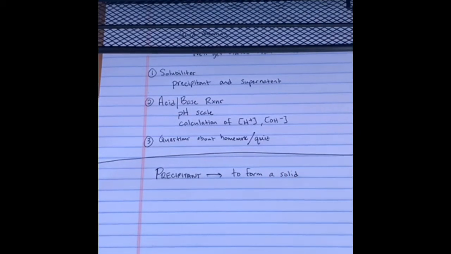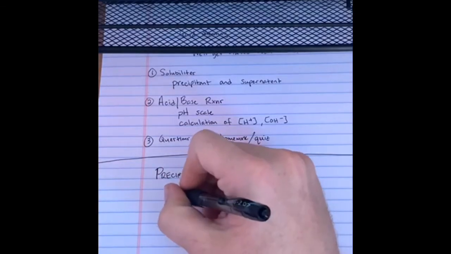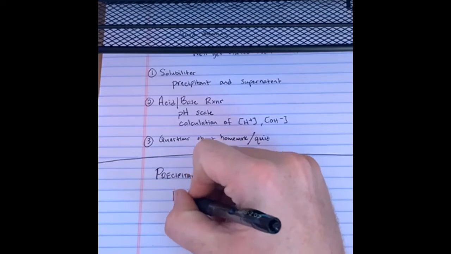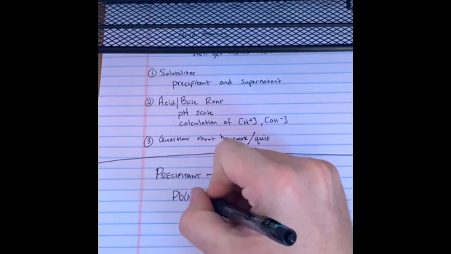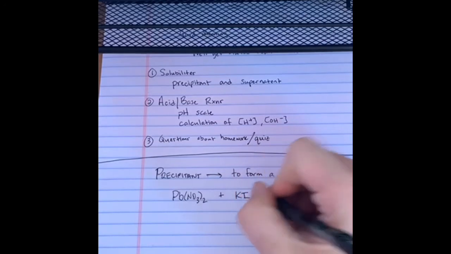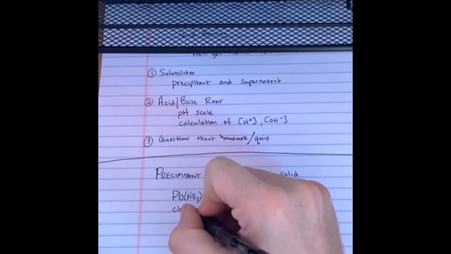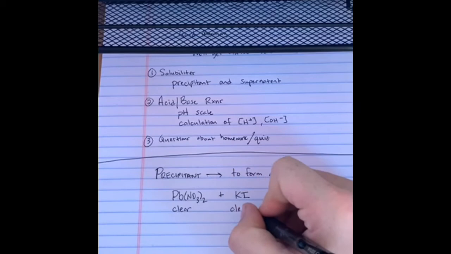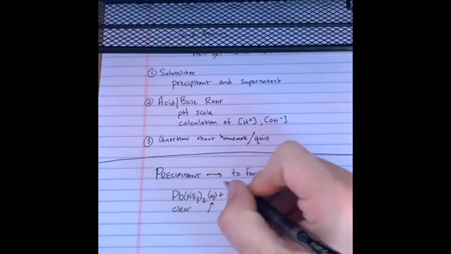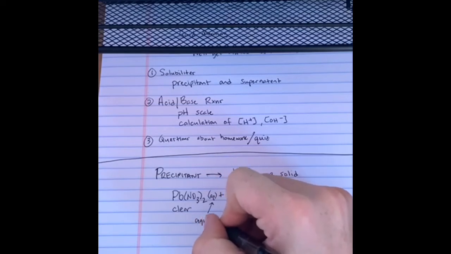Okay. So I'll give you a really good example. This is a particular demo that we would do in class. And the demo is going to be lead 2 nitrate plus potassium iodide. These are both clear solutions when you mix them. Okay. And we use the term AQ here to mean aqueous.